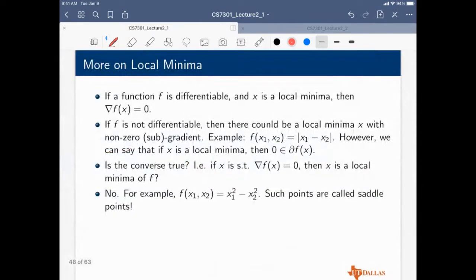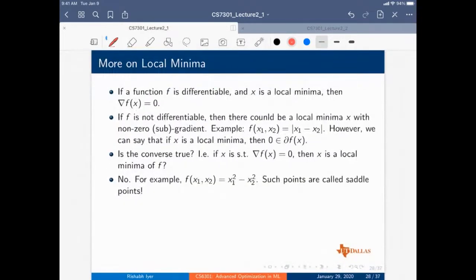But in the case of convex functions, it holds that actually a local minima is going to be a global minima, right? We'll actually see this soon. But before that, we'll just bring one more connection.